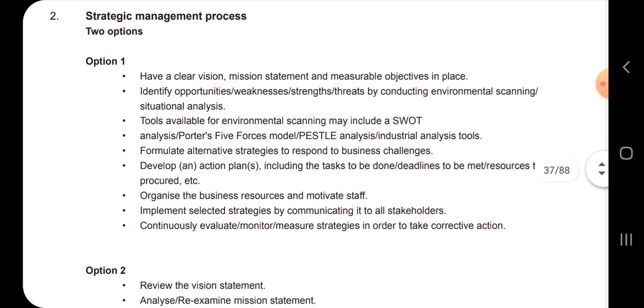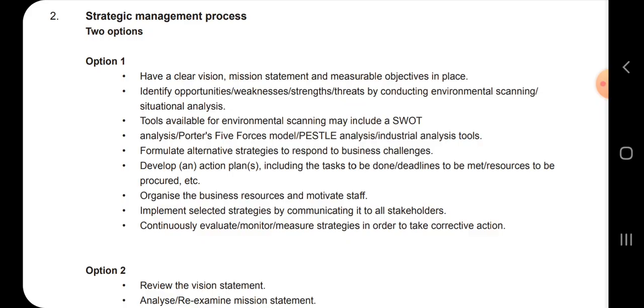So let's talk about strategic management processes. There are two options for the strategic management process. Let's talk about option 1. You must have a clear vision, mission statement, and measurable objectives in place. Then number 2, you identify opportunities, weaknesses, strengths, threats by conducting environmental scanning and situational analysis. Then number 3, tools available for environmental scanning may include a SWOT analysis, Porter's Five Forces model, PESTEL analysis, industrial analysis too.